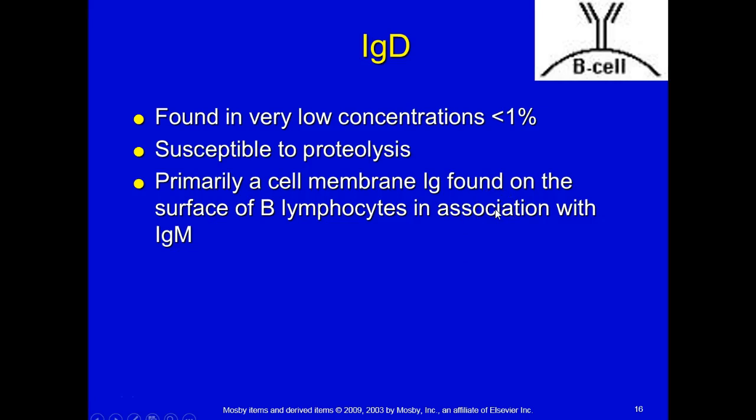Next one's IgD. This one's found in the lowest concentration, less than 1%. It's very susceptible to proteolysis, and it's primarily a cell membrane immunoglobulin found on the surface of B lymphocytes.